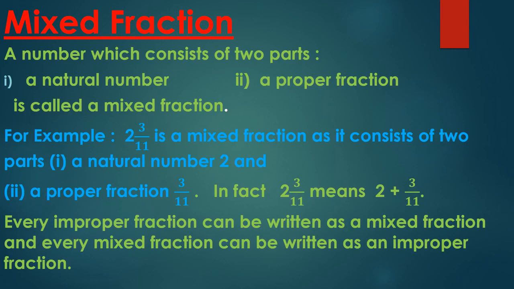In fact, we can write 2 3 upon 11 as 2 plus 3 upon 11. We can separate 2 because 2 is a whole. So 2 plus 3 upon 11, we can write in this way also. Every improper fraction can be written as a mixed fraction and every mixed fraction can be written as an improper fraction. We can change improper into mixed and mixed into improper also.